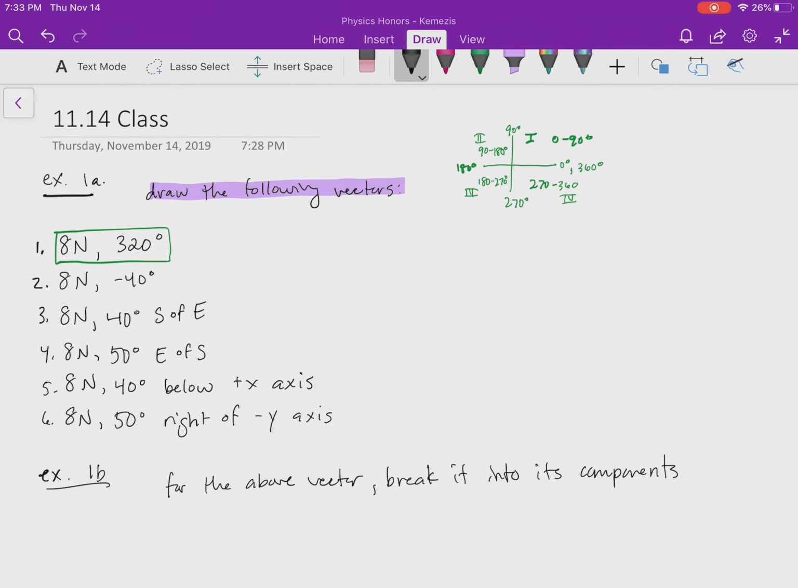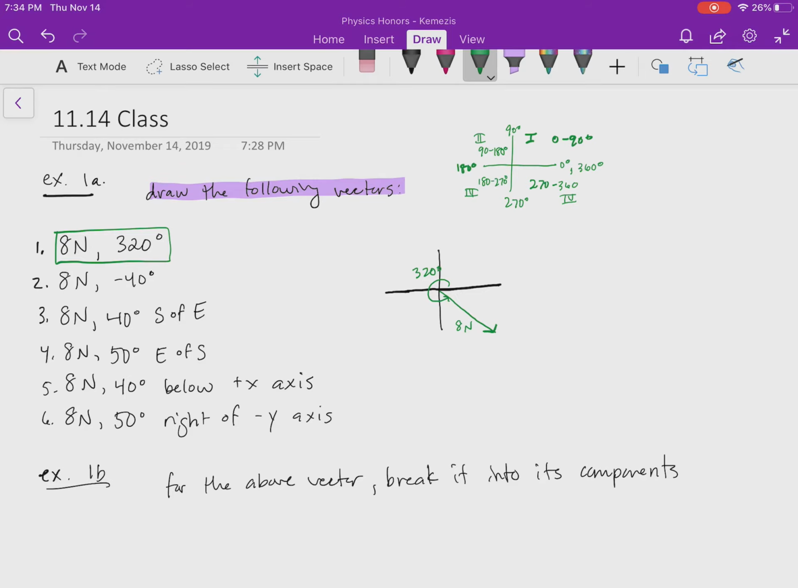So if I'm going to draw an axis, you can draw an axis at any point that you want. If you have 2 vectors, you can draw 2 different axes to figure out where your angle is, and we'll see that in a second. So here, if we're going 320, we're going to be winding up in here, 320 degrees, and this would be 8 newtons.